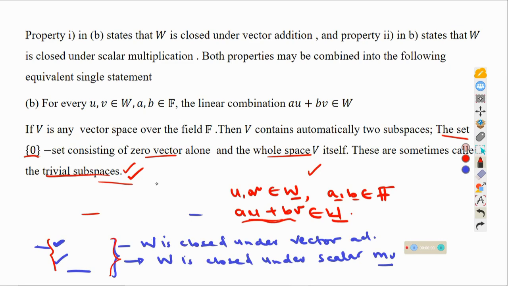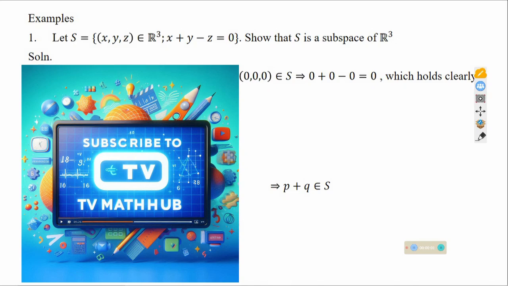So let us come to examples. Let us now talk about some examples pertaining to subspaces. We are given the set S, which satisfies the condition that for any x, y, z picked from R3, x plus y minus z must be equal to 0. So we need to show that S is a subspace of R3. We shall try to solve that one together.